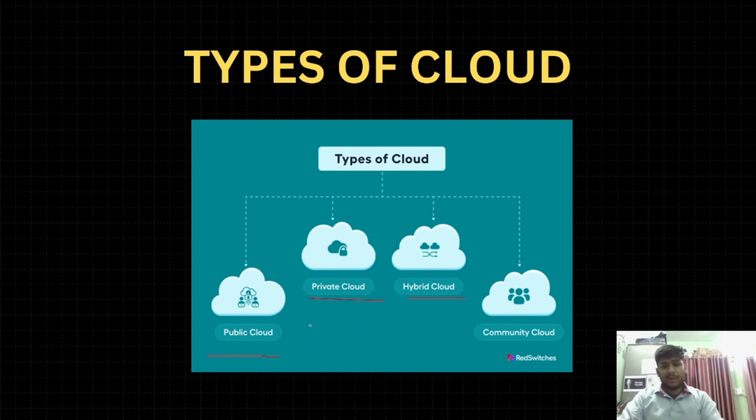Hybrid cloud is like a combination of public cloud and private cloud. And then we have community cloud. As the name suggests, there are specific community people who can then access their cloud, right?